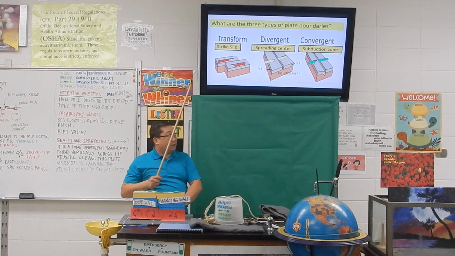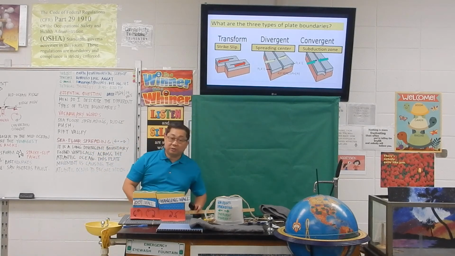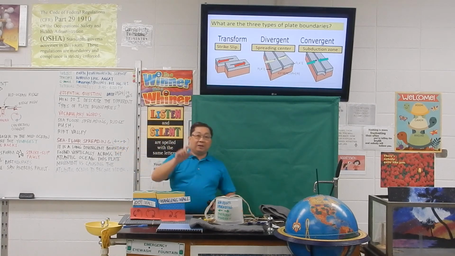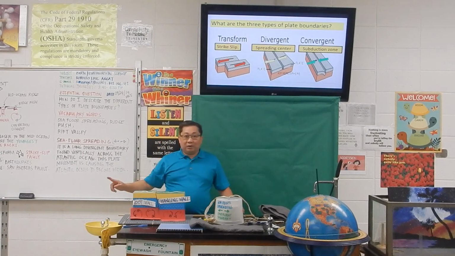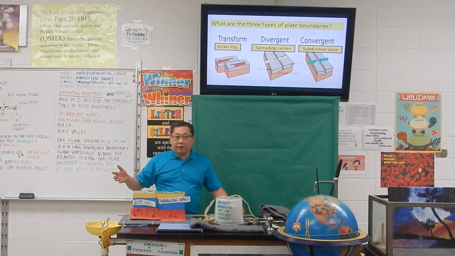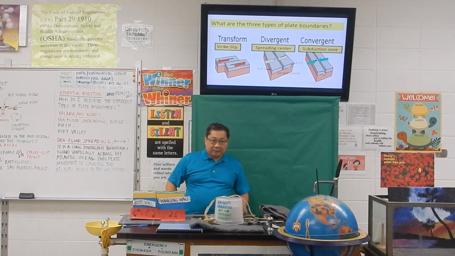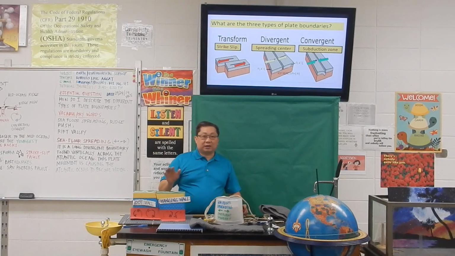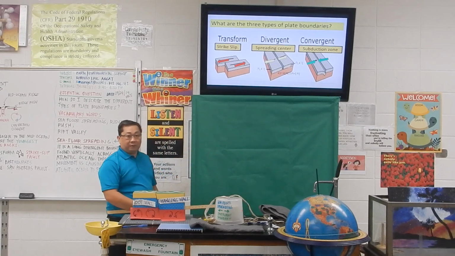Now, one thing that we have to consider about the three types of seismic waves produced by earthquakes is that the primary wave is the fastest. It can travel in solids, liquids, and gases, while the secondary wave is slower than the primary wave and can only travel in solids, and the surface waves only travel on the surface. So these are the three types of plate boundaries.